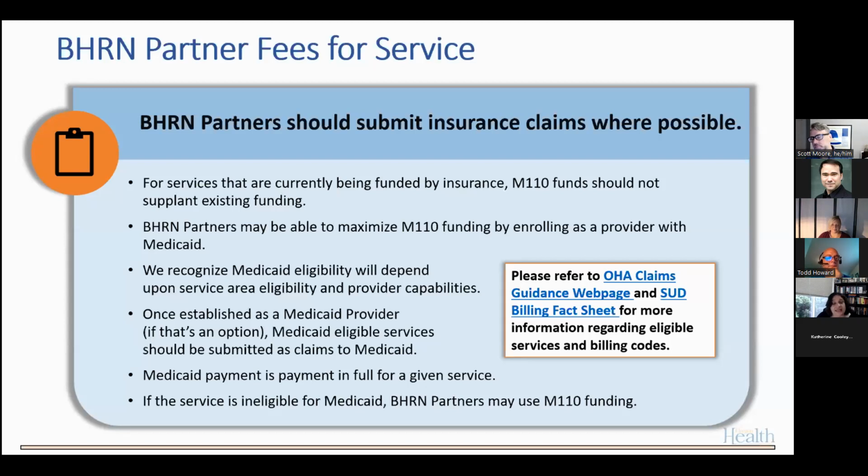If the service is ineligible for Medicaid, burn partners may use Measure 110 funding. And that's really what it's for. Measure 110 funding is the funding of last resort at times, especially when we're talking about Medicaid billable services at organizations that bill insurance. We have some links here that might be helpful for you all who are interested in any more guidance around billing. Next slide, please.